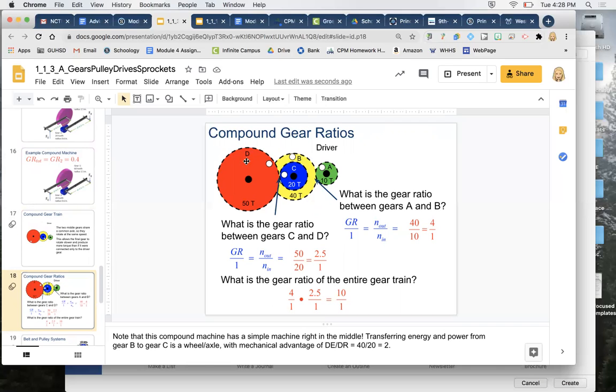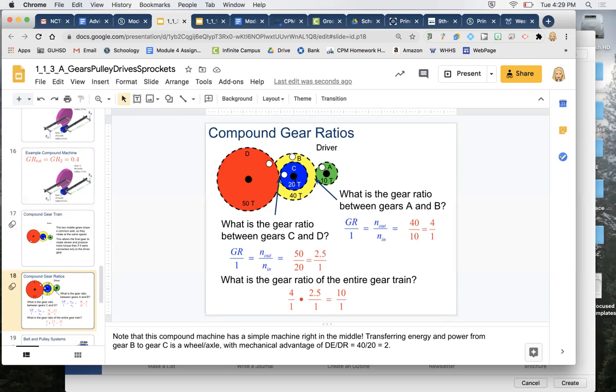I'm going to do the same thing for the next one. So the next one, I'm going to do my C, okay? My C and my D are going to now be, so it's going in this direction. So I'm going to take my D, my 50 teeth, and divide by my 20 teeth. I've now calculated the gear ratio for A and B and for D and C.